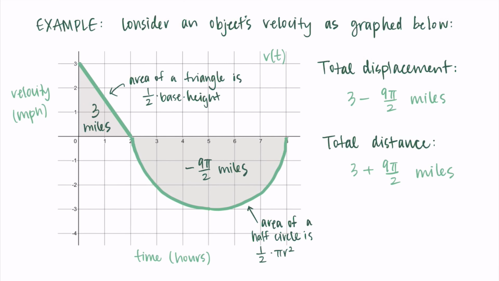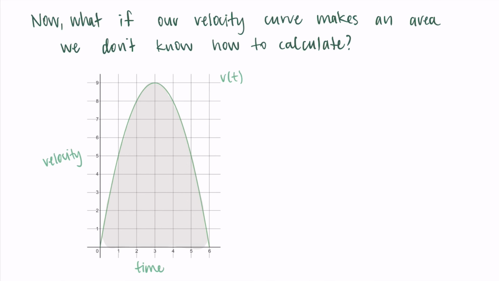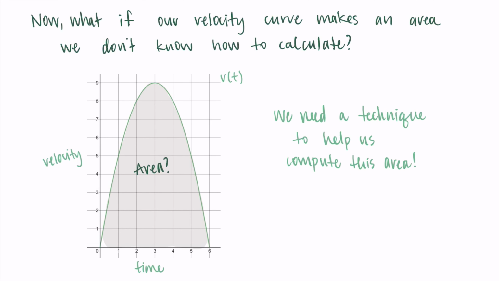I just want to give you a little prompt to get you thinking about what more we might want to do with this. So here we used a triangle and a semicircle, both of which we had formulas for the area. We've also used rectangular shapes previously, and all of these we know how to find the area of. But what if our velocity curve makes an area that we don't know how to calculate? So here, what if I have a parabola shape? What's the area under this curve? This is something that's going to prompt us to come up with some new techniques for finding area and ultimately develop an integral, which is our way to compute the exact area under the curve.